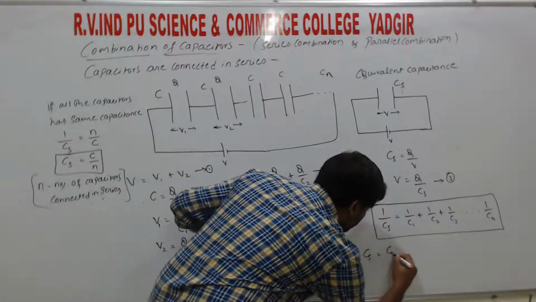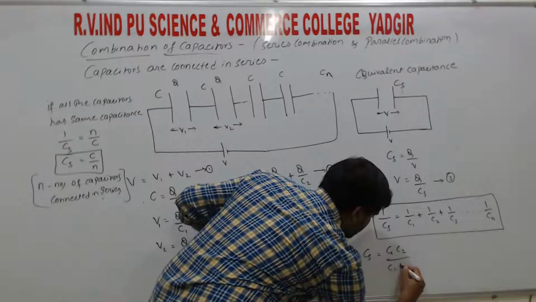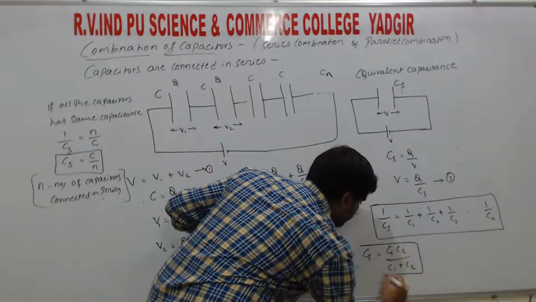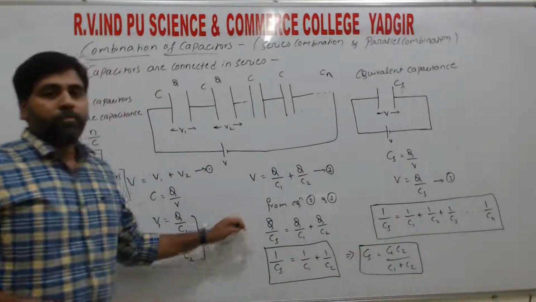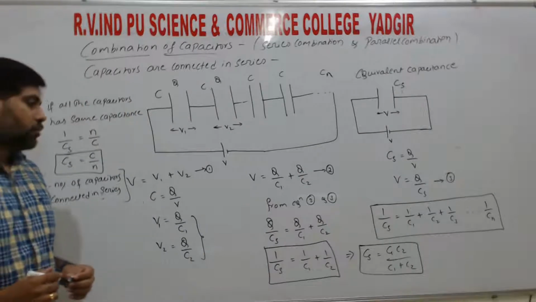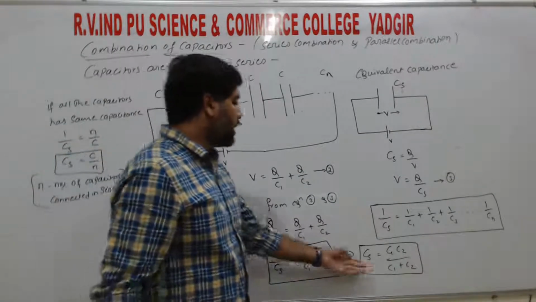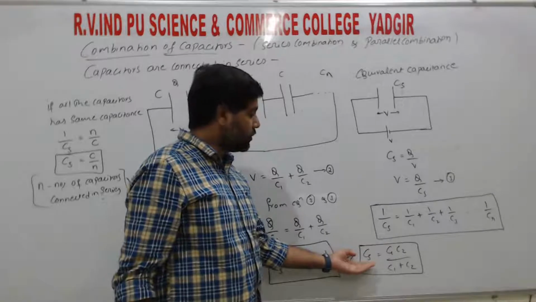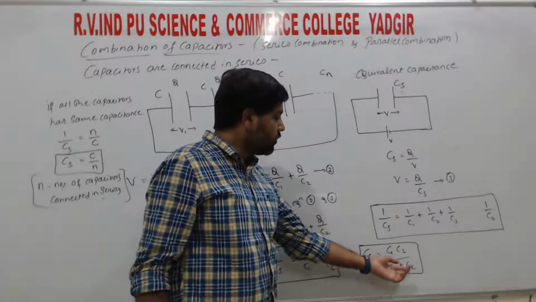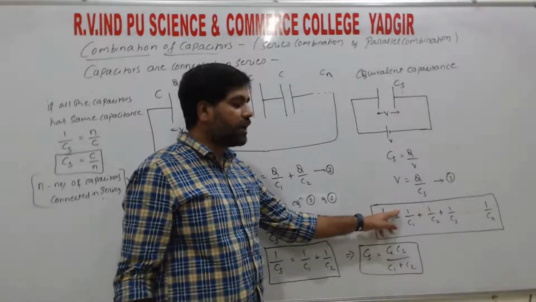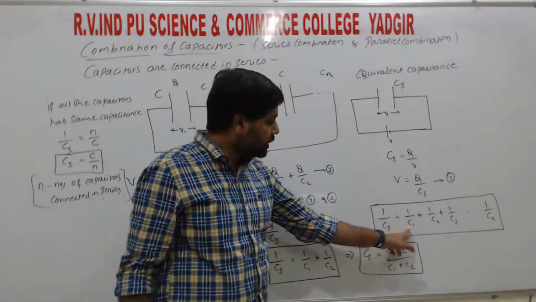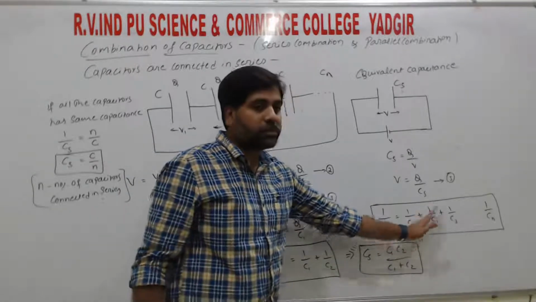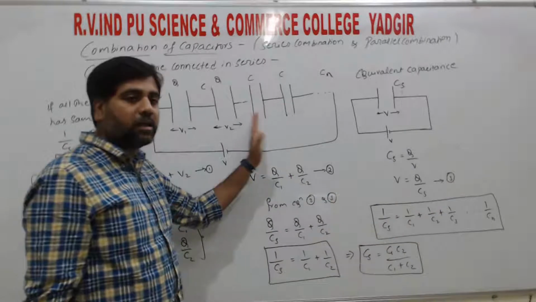We can also write this as Cs is equal to C1 C2 divided by C1 plus C2. While solving problems, we can directly relate this: Cs is equal to C1 C2 by C1 plus C2. So this is for capacitors of individual capacitance C1, C2, that means different capacitances which are connected in series.